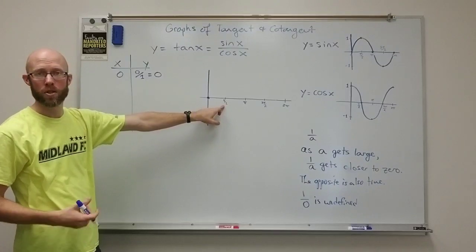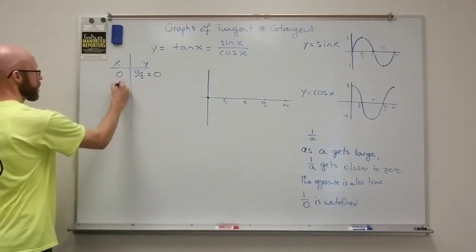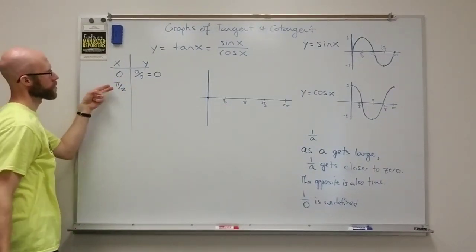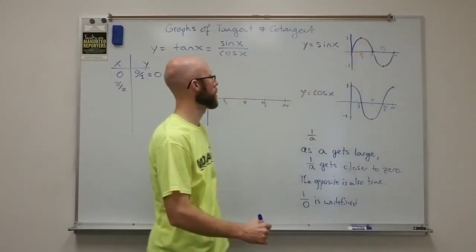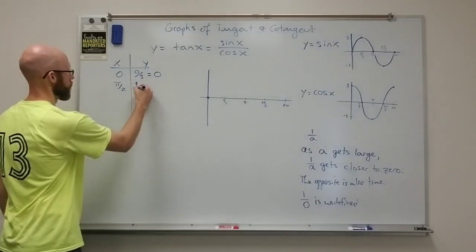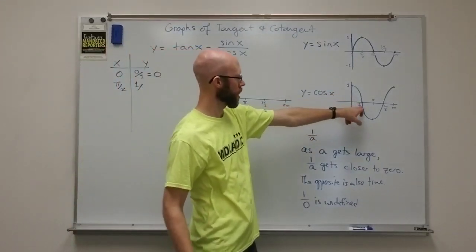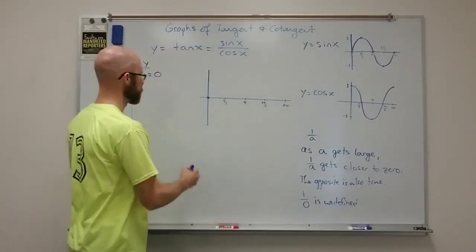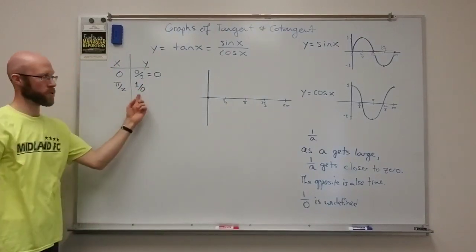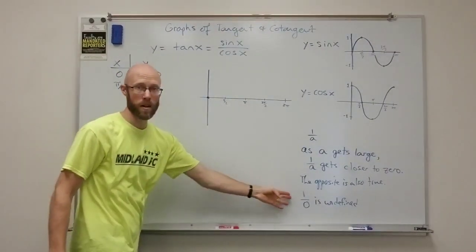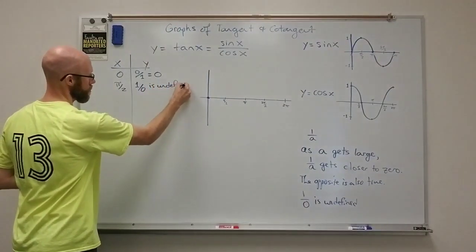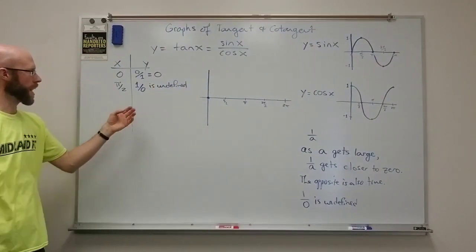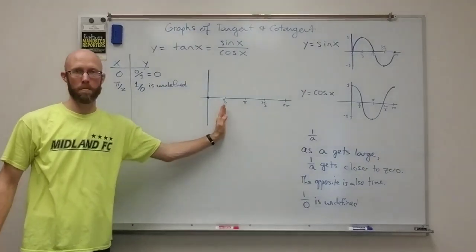Pi over 2, let's try that one for a moment. If we insert pi over 2, well, the sine of pi over 2 is 1. The cosine of pi over 2 is 0. And so you have a 1 over 0 situation, which we just mentioned is undefined. So that must mean that there's not actually a point on the graph at pi over 2.